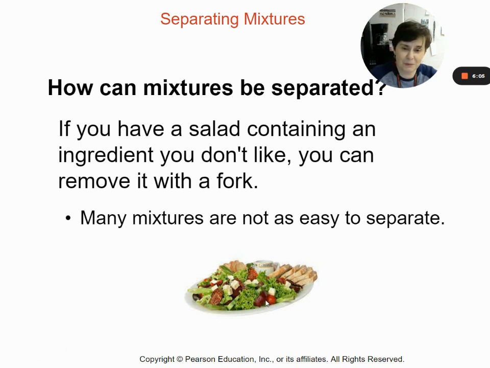And if I was really picky, I'd probably say, okay, no red onions either, because I'm allergic to those too. But anything you don't like, you can take off with a fork. If you don't like the tomatoes or the croutons, I don't know who doesn't like croutons, but you can remove those with a fork. Many mixtures are not as easy to separate.